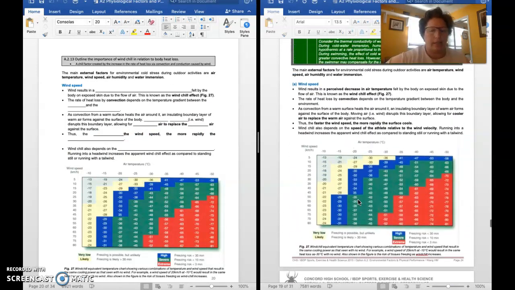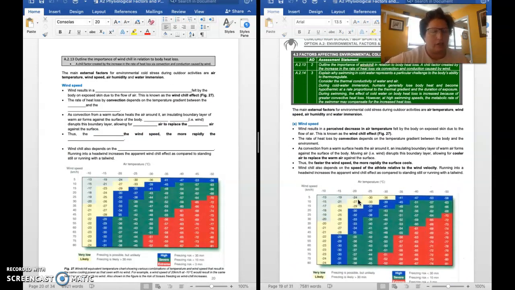So when we look at factors that affect cold, we're talking about wind chill. And what is wind chill in relation to body heat loss? First off, we have to look at the wind speed. The wind speed gives a decrease in air temperature felt on the body due to the flow of air. This is known as the wind chill effect. All right? So with wind speed, let's say it's negative 10 degrees Celsius. If wind speed is 5, it's going to feel negative 13. If wind speed is 30, it's going to feel negative 20.